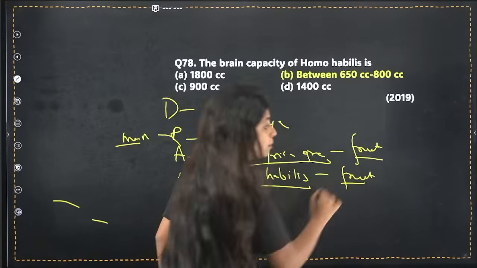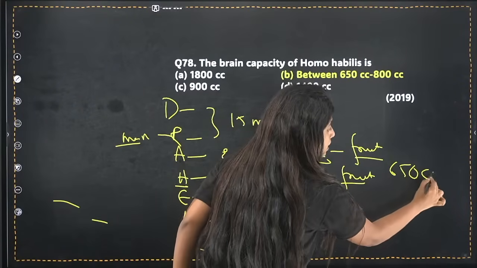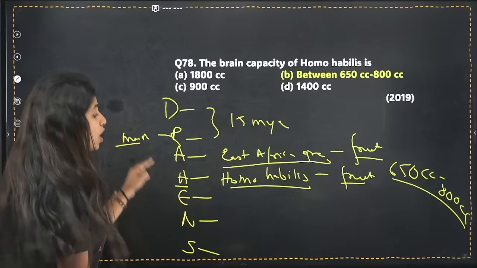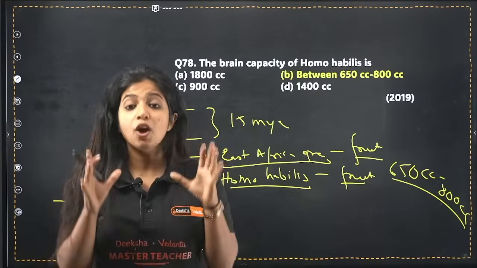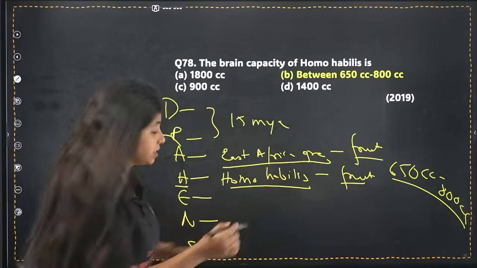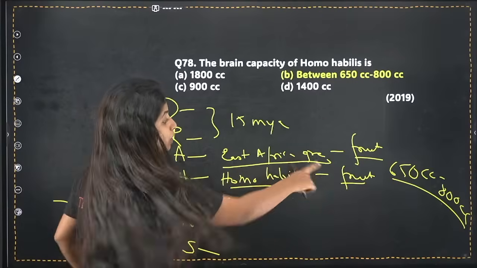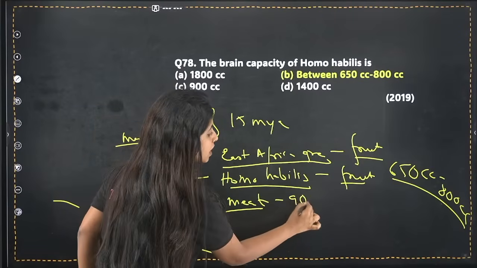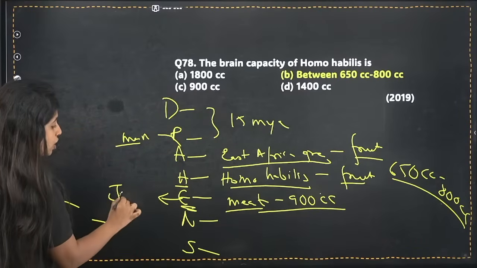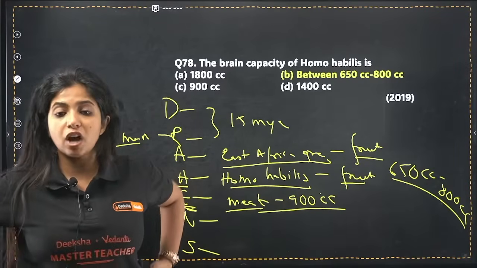Another unique feature about them is the cranial capacity. What is the cranial capacity? It is 650 cc to 800 cc. That is the first cranial capacity ever mentioned. Then you got Homo erectus, the one who could stand erect. From this point onwards, things are going to change. They started eating meat, and their cranial capacity also increased. It was 650 to 800 cc, but now it is 900 cc. Always remember, Homo erectus is also known as Java man because their fossils were found in Java, Indonesia.